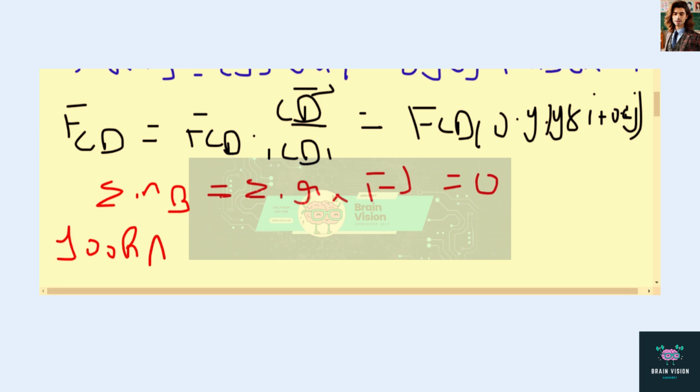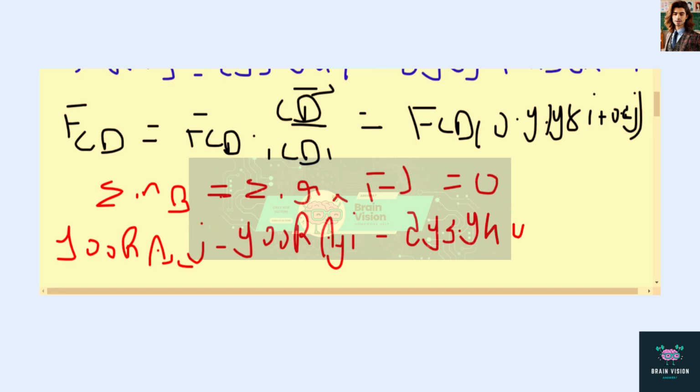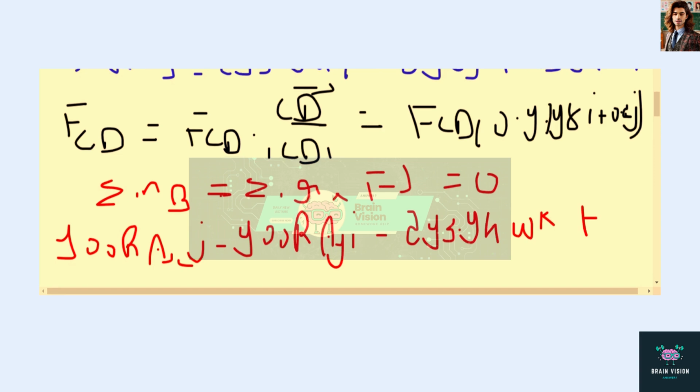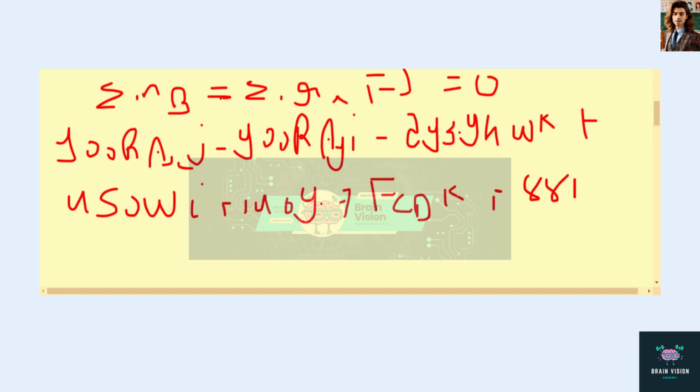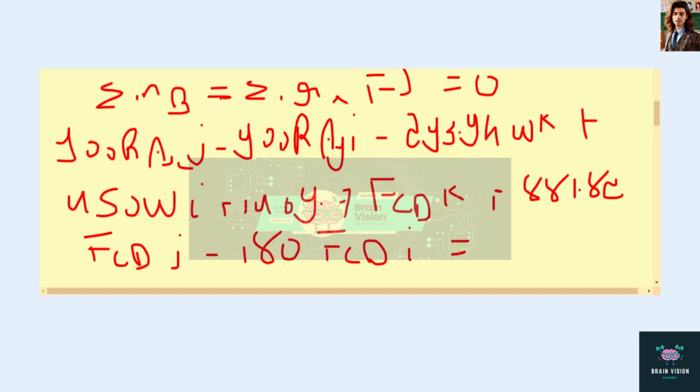900 RAX J minus 900 RAY I minus 293.94 W K plus 450 W I plus 1469.7 FCD K plus 881.82 FCD J minus 180 FCD I is equal to 0.